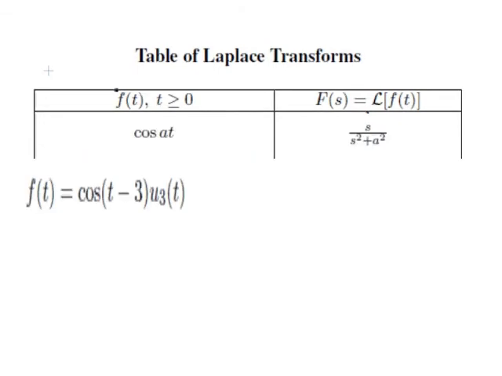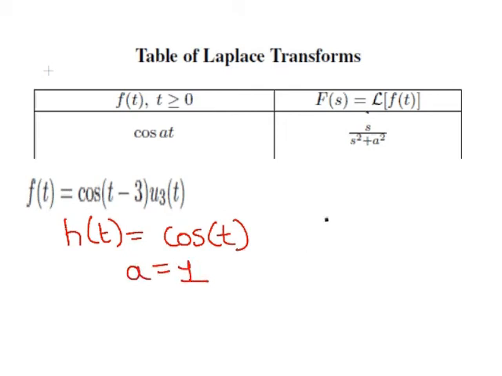To recap, h of t equals cos of t, and here a is 1, and we're looking for the Laplace transform of that, h of s, and that necessarily is s over s squared plus 1.